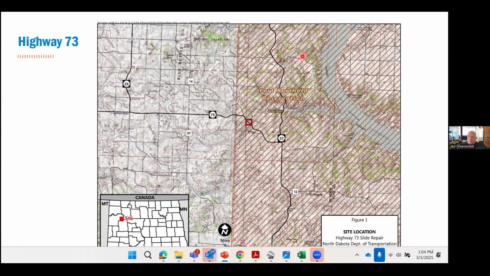So that's the site. One thing to note, this is the Fort Berthold Reservation. So we're working on a reservation, which makes things a little more challenging with working outside the right-of-way, getting landowner permissions and so on, and that comes into play later on.